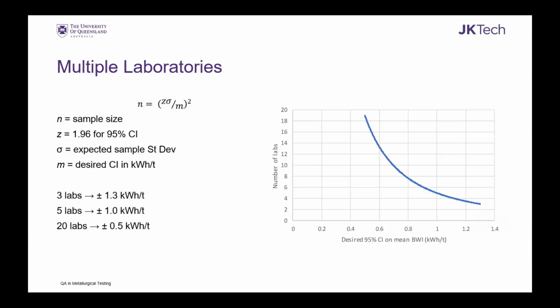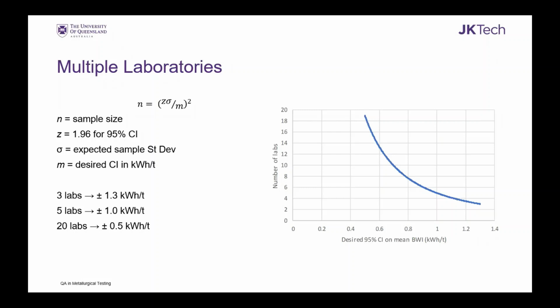So he used the relationship shown in this to calculate that if you wanted a certain accuracy on your average value, how many laboratories would you need? If you just sent your sample to one lab, you could be 95% sure that they were within, what was it, around 2 or 3 kilowatt hours per ton. It was about 14% as a confidence interval.